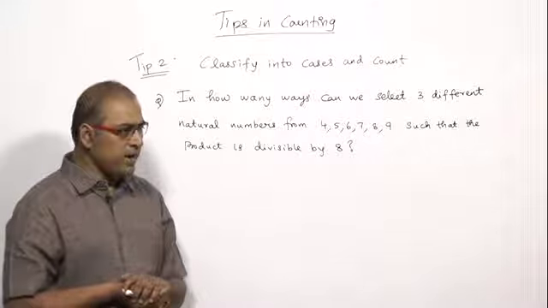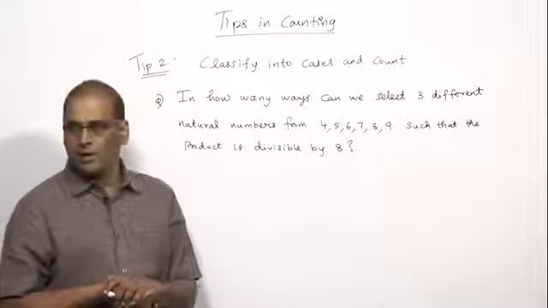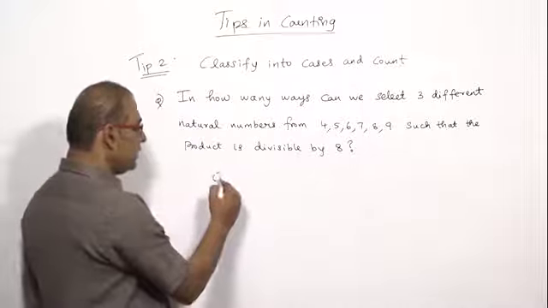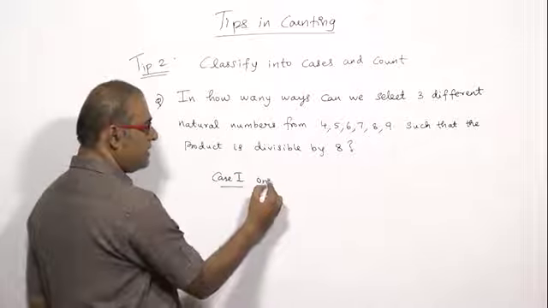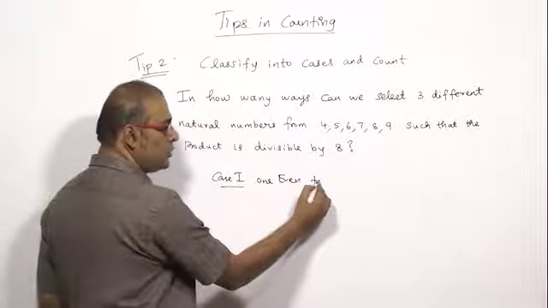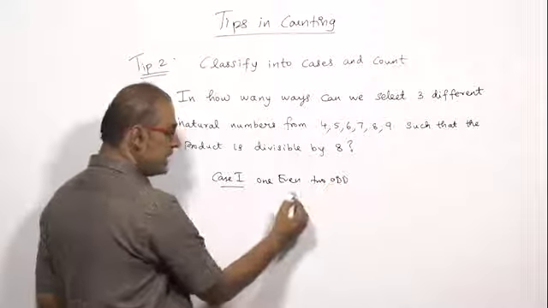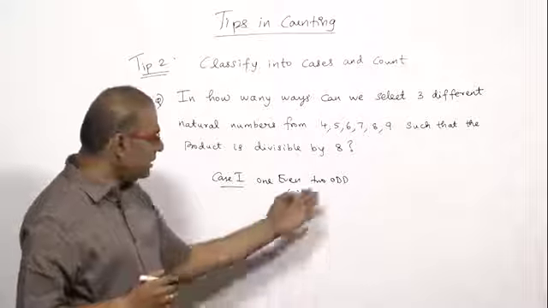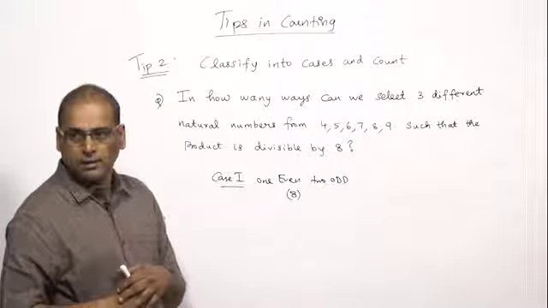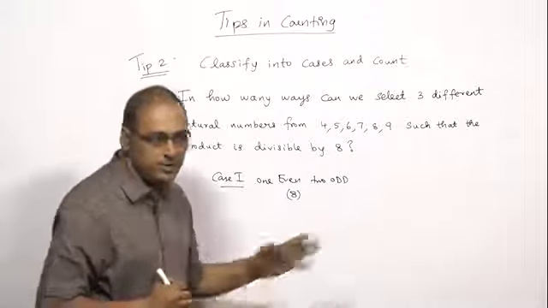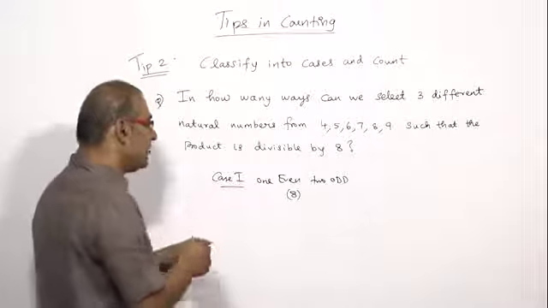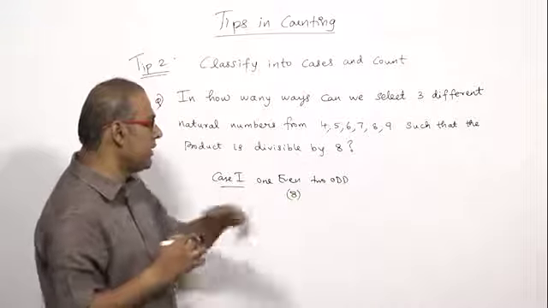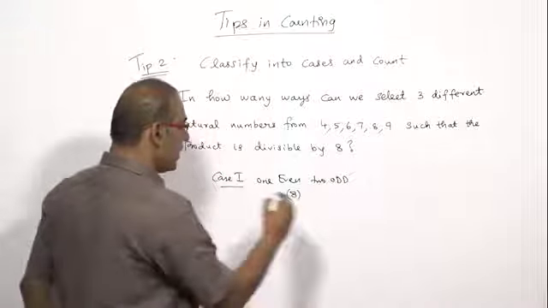Okay, it could be 1 even and 2 odd. If 1 even and 2 odd, then you can't use 4 and 6 as the even. So case 1 is, one of them is even and the other 2 odd, then this even is fixed, that is 8. What if the other 2 can also be even? We may classify like this: 8 and 2 odd, that means you are not going to select any more even, right? So this is one case.